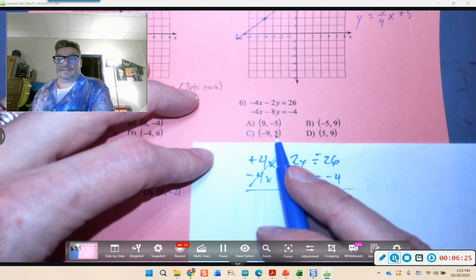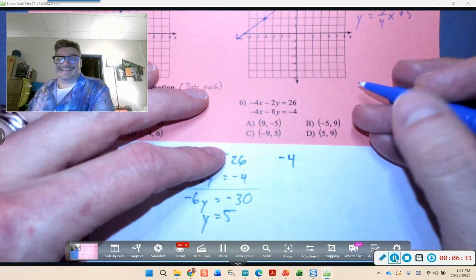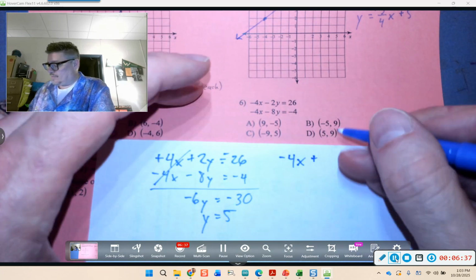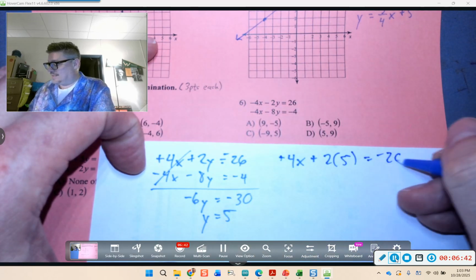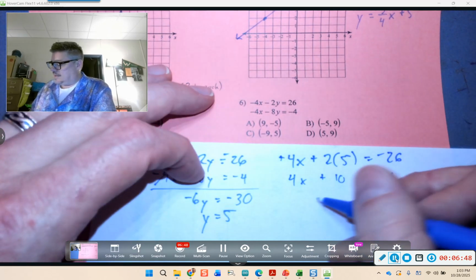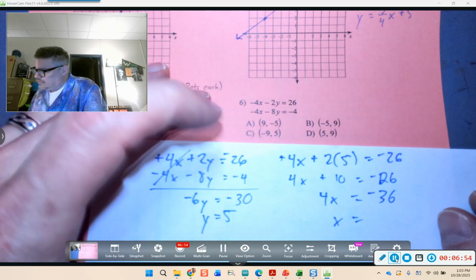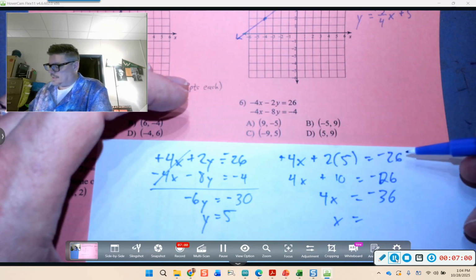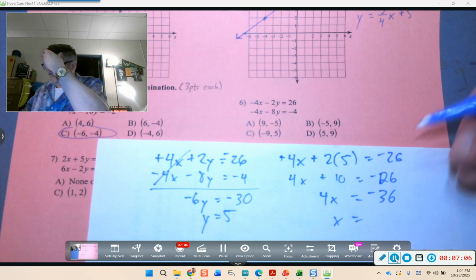And it looks like we've got C. C is going to be our answer, but like I said, we're going to make sure that we know that it is -9. Let's check it out. 4x plus, I'll put it into the positive version of this guy. 4x plus 5 times 2 equals -26. 4x plus 10 equals -26. Then subtract 10 from both sides, -36. And then x equals... I made that positive, I made that positive. So what do we do here? I should get a +9 and I ended up with that.